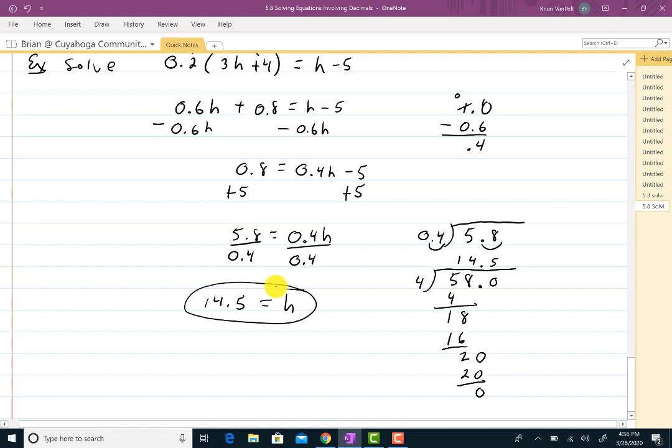So those are the techniques for solving equations that you'll be needing for section 5.8. Let me now move on to section 5.10.